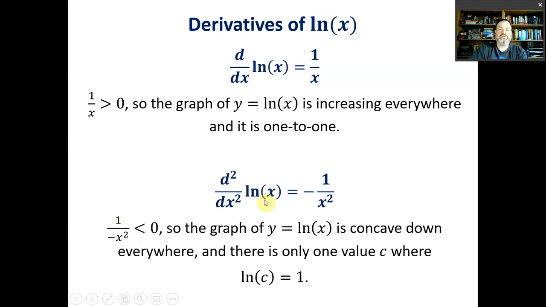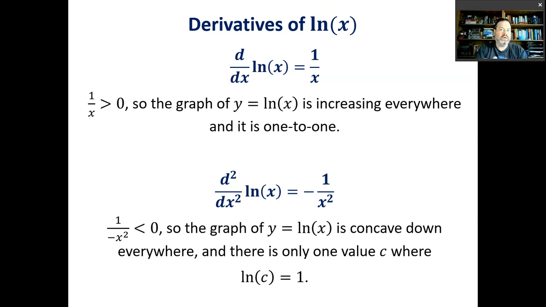So let's look at the second derivative here, right? That's the most important one. This is just a copy of the previous slide. So we know the first derivative, and then the second derivative, you guys know how to do derivatives of 1 over x. So it's -1 over x squared. This tells us, so this is always negative. That means the graph is concave down, and there's only one value c where natural log of c equals 1. So this tells us increasing everywhere, 1 to 1. When it's concave down, that should make sense, right? So the graph kind of comes up like this.